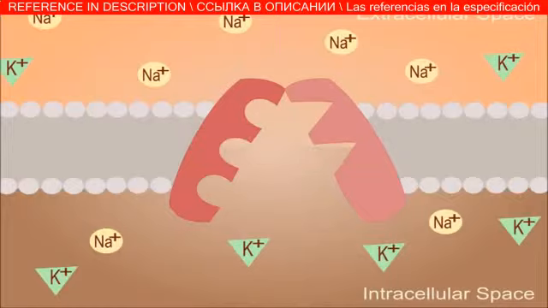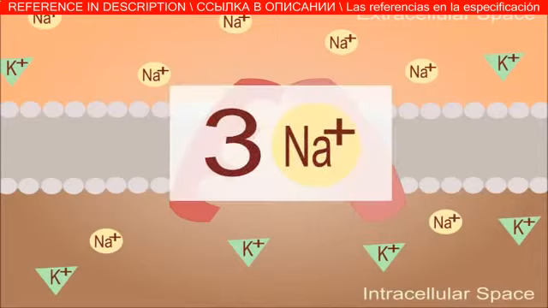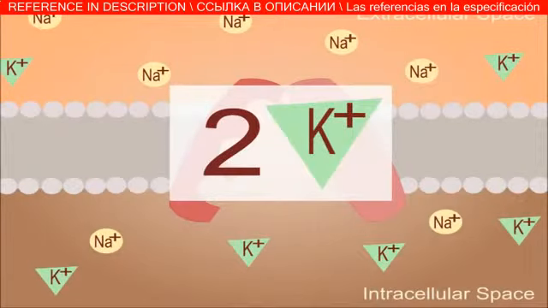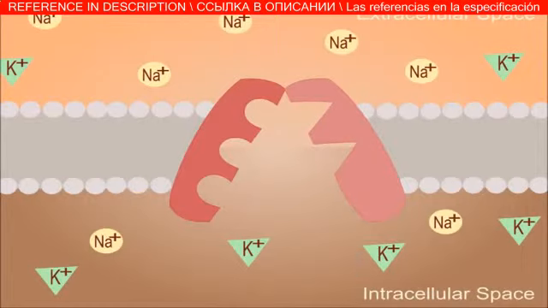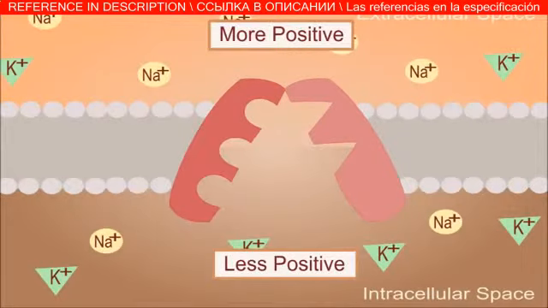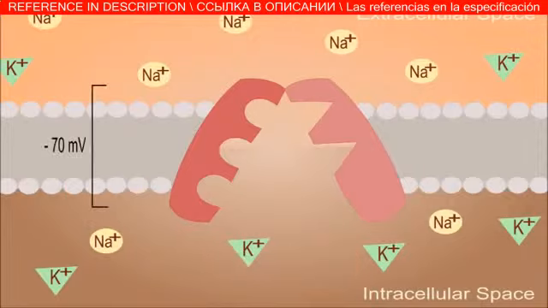sides. Both sodium ions and potassium ions are positive, but the pump will remove 3 sodium ions in exchange for 2 potassium ions. This will make the environment on the outside much more positive and create a voltage difference of -70 mV, which is the cell's resting potential in its non-activated state.